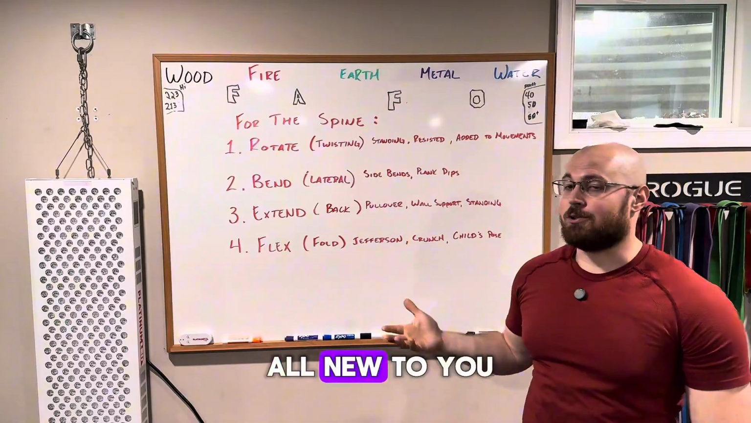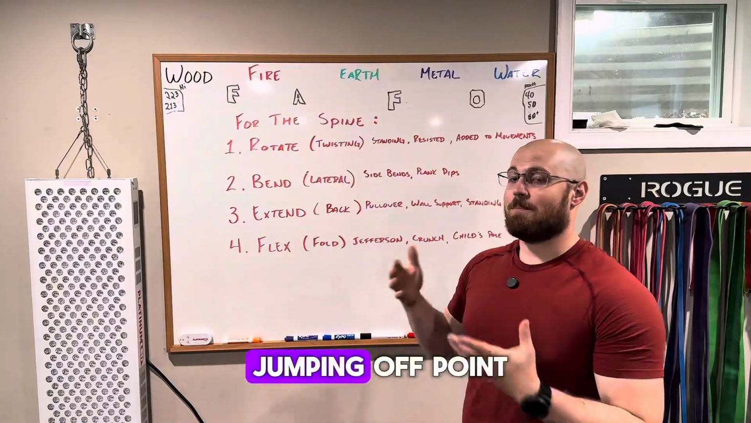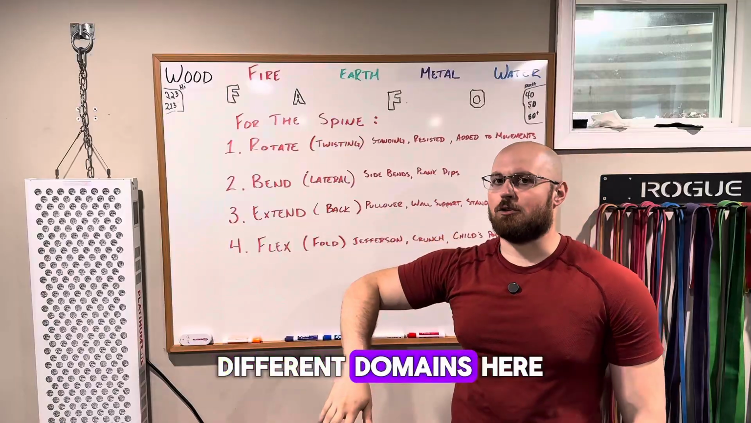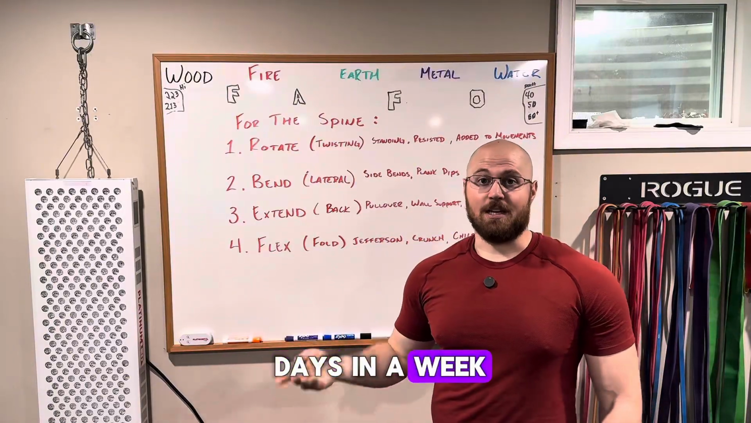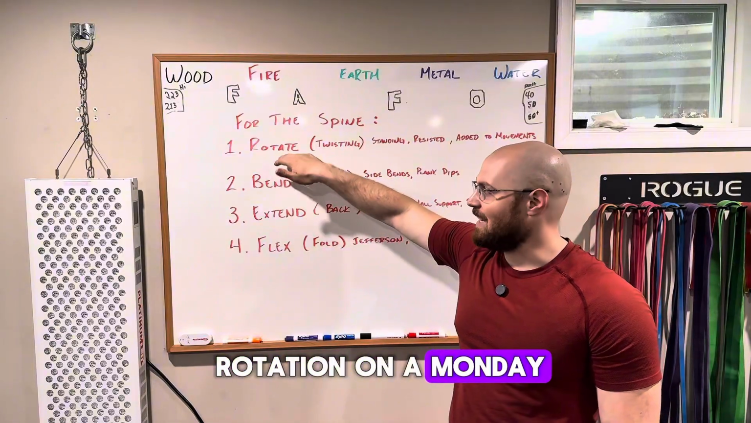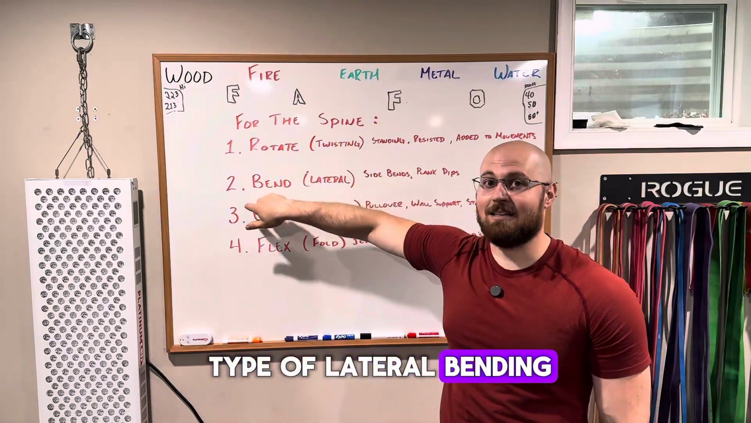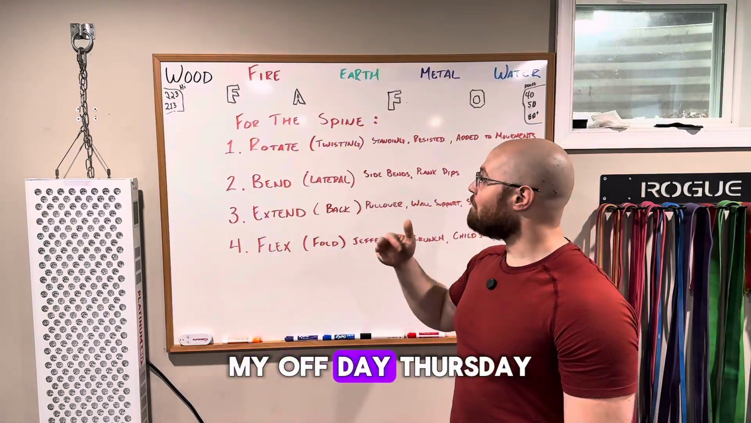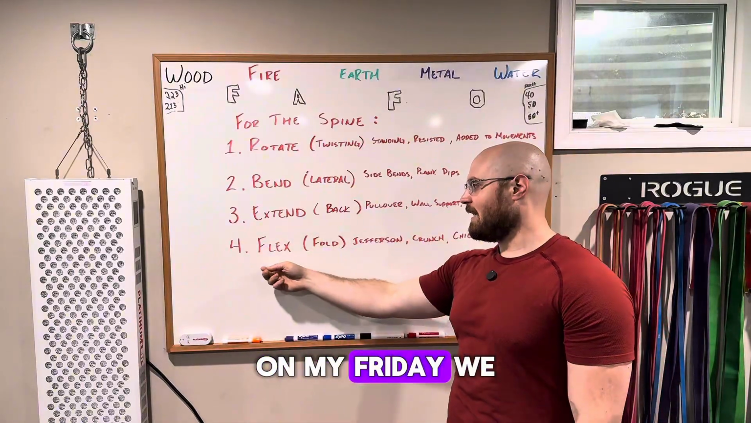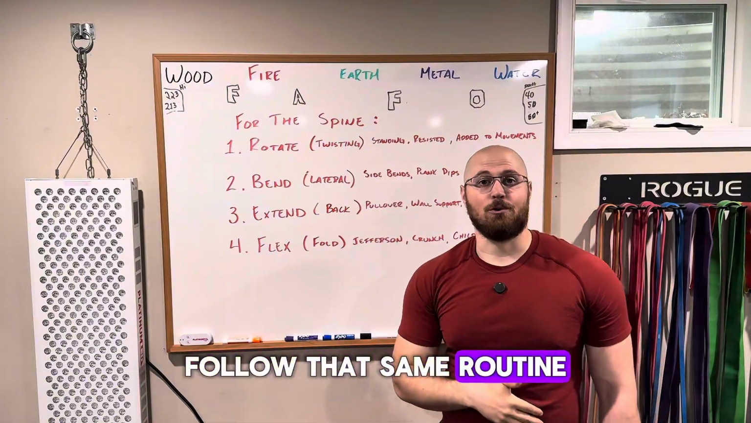Now, if this is all new to you, this can be a little bit overwhelming. What I want to do as far as a jumping off point, if you wanted to start training your spine, is we have 4 different domains here, and we have 7 days in a week. So we can split this up. I can train some type of rotation on a Monday. The next day when I come into the gym, I can train some type of lateral bending. Wednesday, let's say, is my off day. Thursday, I'll come back in, work some extension with my workout. On my Friday, we can flex with some Jeffersons. And then the next week, I'll come back, follow that same routine.